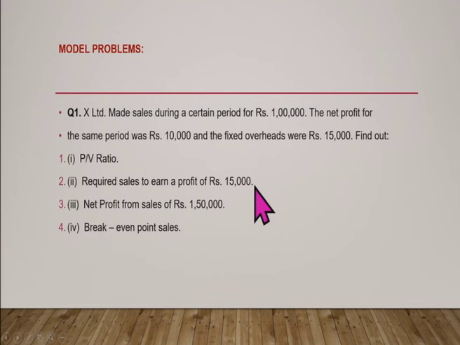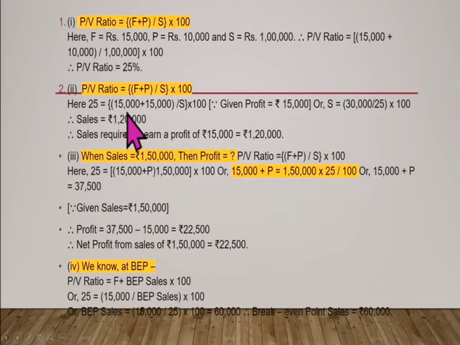The second question is about the required sales to earn a profit of 15,000. To earn 15,000, how much sales do we have to maintain? For that, the fixed cost is already given and cannot be changed, only profit can be changed. So, we have to calculate the sales. To calculate the desired sales for the desired profit, we are going to use the formula. 25% is the PV ratio, the required fixed cost is 15,000, and the required profit is 15,000. Total contribution is equal to 30,000.